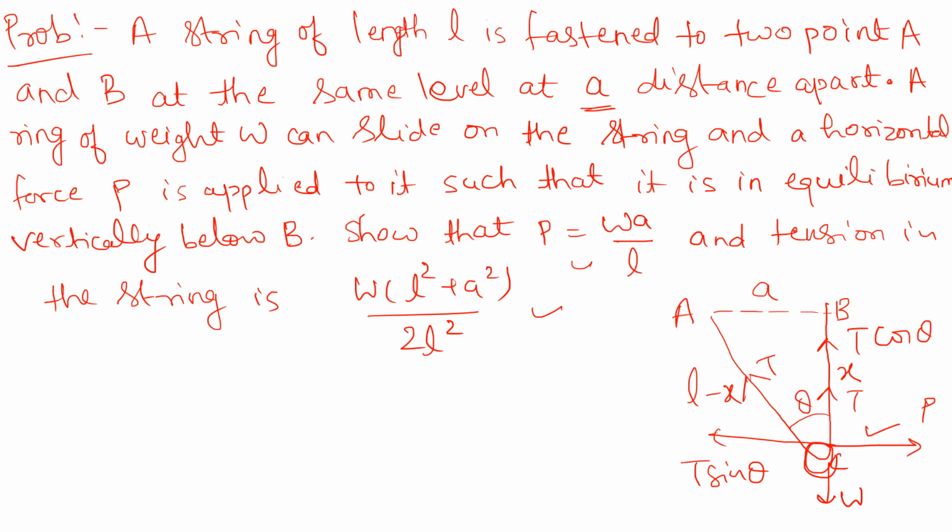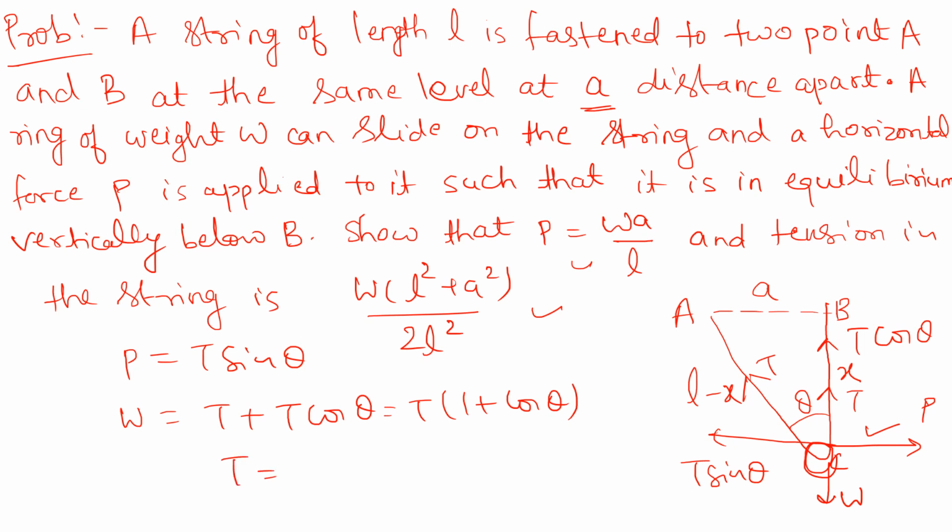Now you can easily make a comparison between the forces acting at point C. So P is equal to T sin theta and W is equal to T plus T cos theta. Here you can take T common, that is 1 plus cos theta, and find the value of T as W upon 1 plus cos theta. And similarly, you find the value of P as T sin theta.